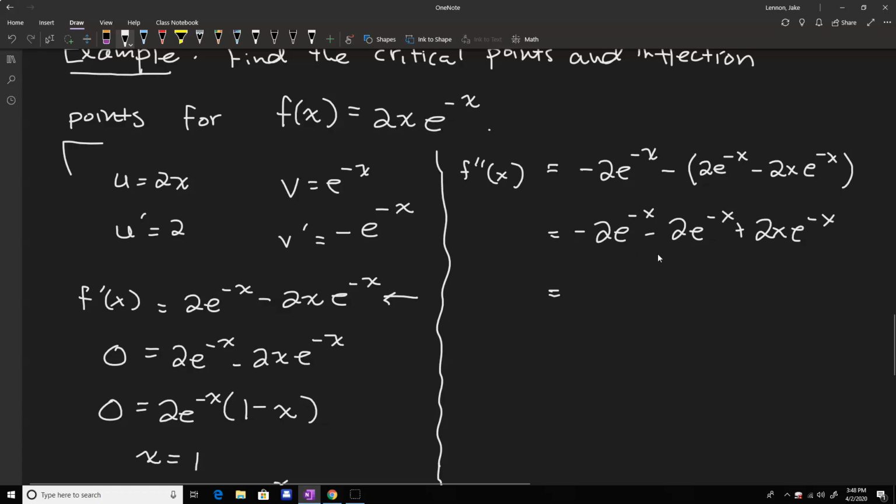So we have like terms. The minus 2e to the minus x and the minus 2e to the minus x will be minus 4e to the minus x plus 2x e to the minus x. Okay, so now this is the thing that we want to set equal to 0 and solve. And we're going to do that again by factoring.